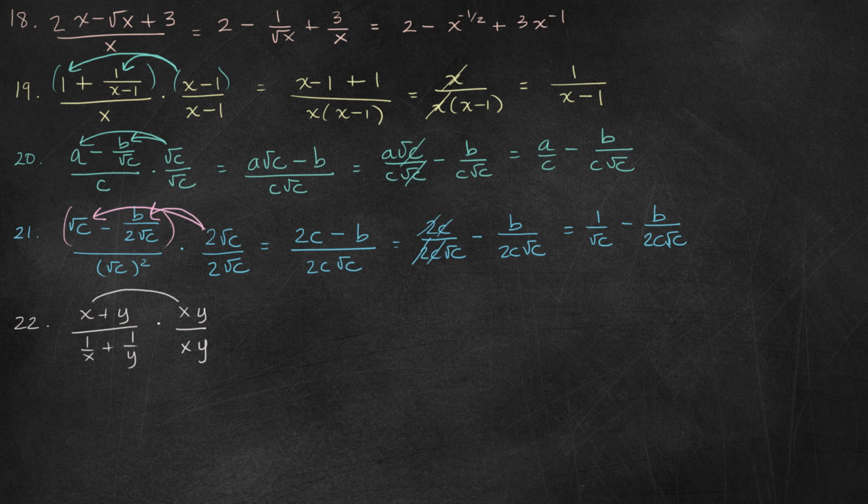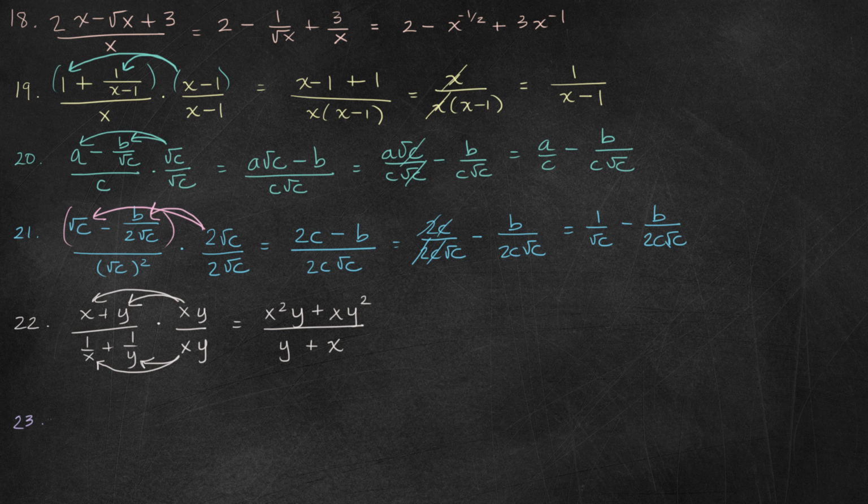Okay, so on the top, I distribute xy to the x, I get x squared y, plus, then I distribute xy to the y, I get xy squared, over, on the bottom I'm also going to distribute xy times 1 over x is just y, plus, and then xy times 1 over y is just x.